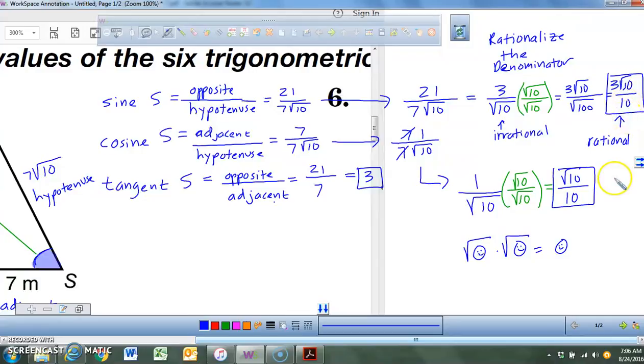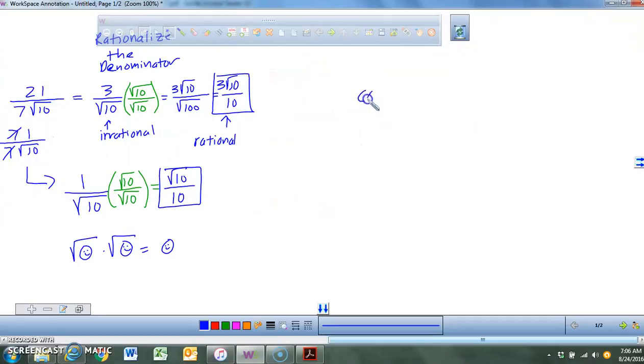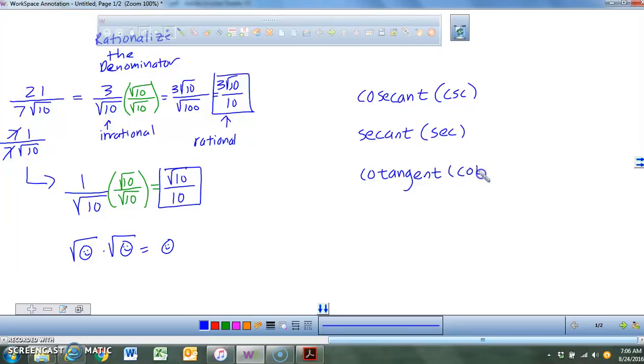Now, there's 3 others that you have to be aware of, all right? And these are called cosecant, secant, and cotangent, all right? So I'm going to scroll over here, and we're going to write those. We have cosecant. Now, the shortened version of cosecant is CSC, all right? And we have secant, and the shortened version of that is just SEC. And then we have cotangent. All right, and they call that COT.